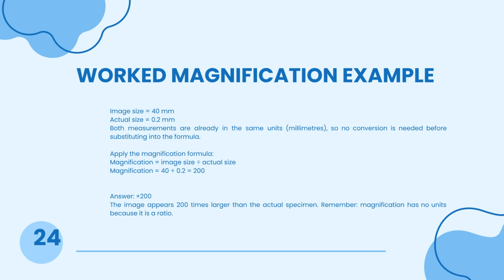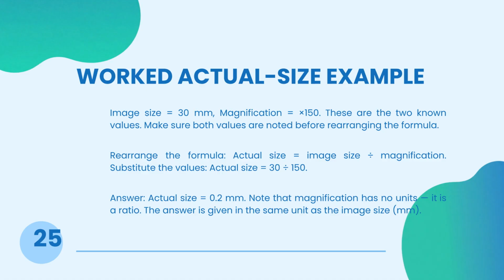Here is a worked example. If the image size is 40 millimeters and the actual size is 0.2 millimeters, divide 40 by 0.2 to get a magnification of 200. To calculate actual size, use the rearranged formula. Actual size equals image size divided by magnification. With an image of 30 millimeters and 150 times magnification, the actual size is 0.2 millimeters.